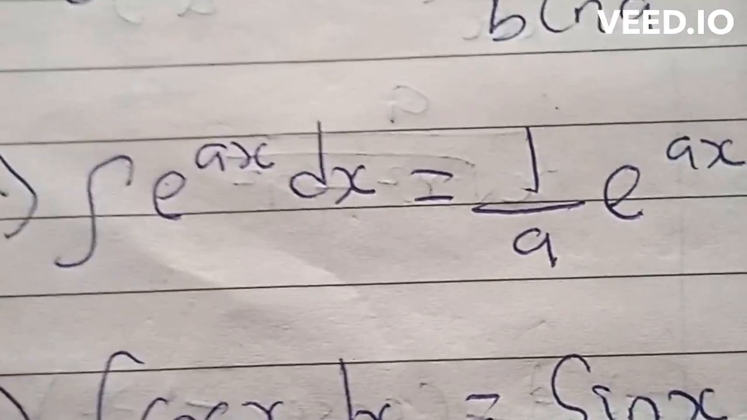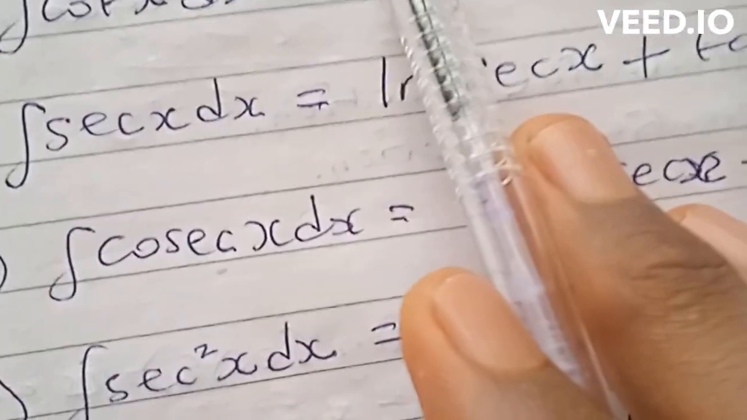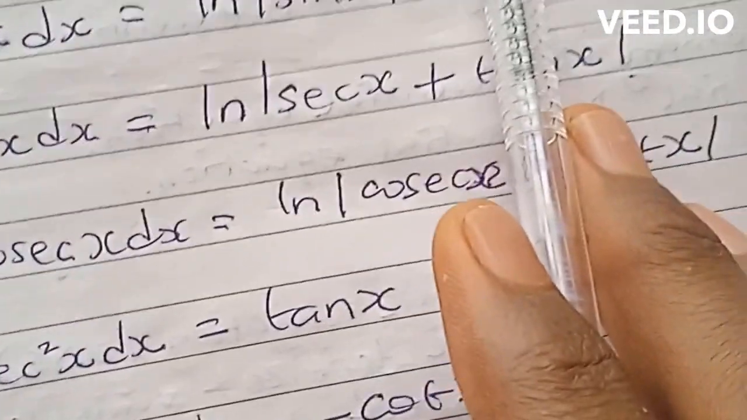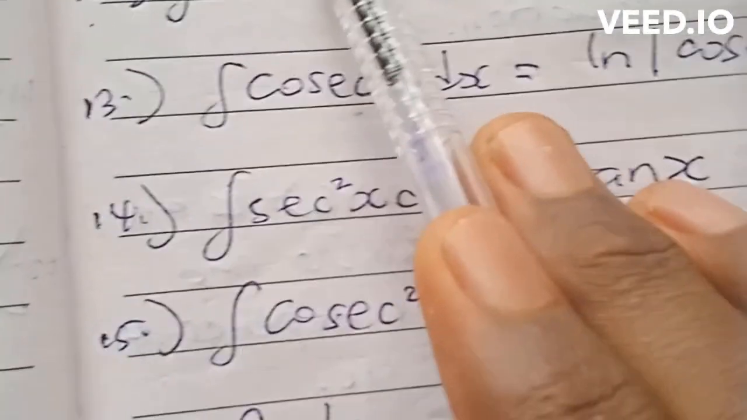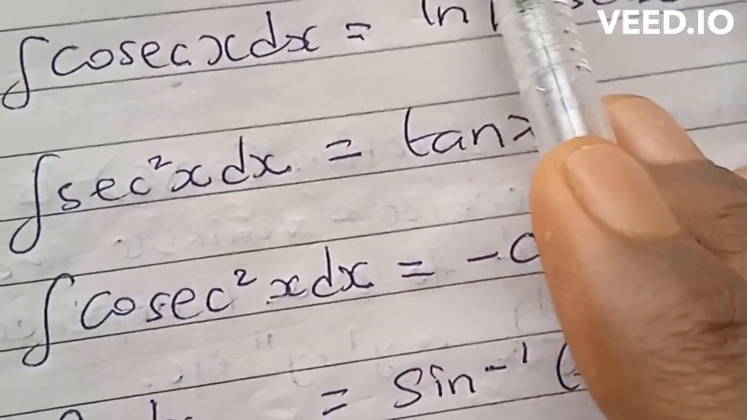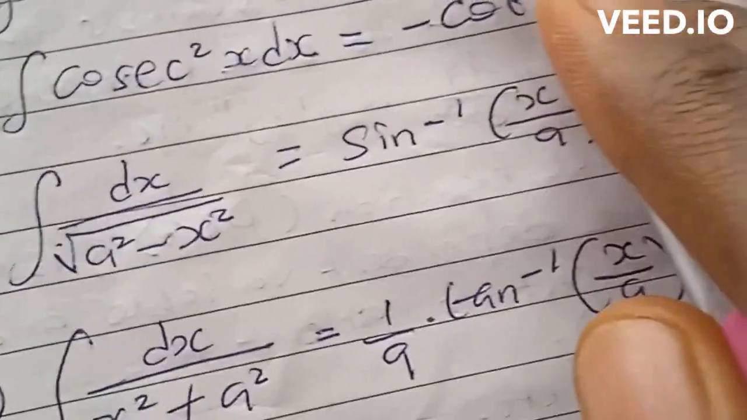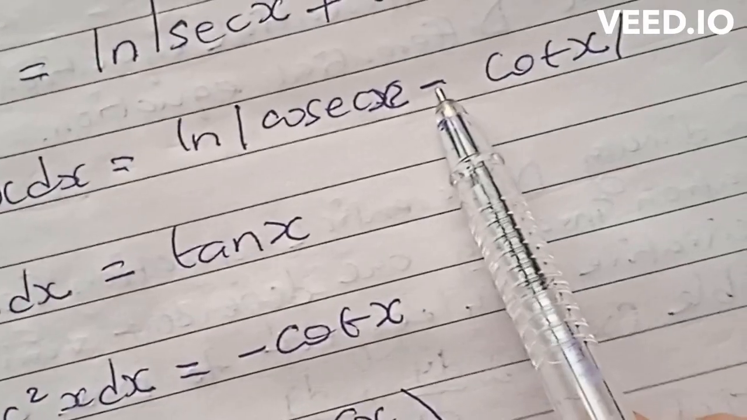ax. Integrating cos x with respect to x, you have sin x. Integrating sin x with respect to x, you have minus cos x. Integrating tan x with respect to x, you have minus natural log of the absolute value of cos x, which is equal to natural log of the absolute value of sec x. Integrating cot x with respect to x, you have natural log of the absolute value of sin x. Integrating sec x with respect to x, you have natural log of the absolute value of sec x plus tan x. Integrating cosec x with respect to x, you have natural log of cosec x minus cot x.